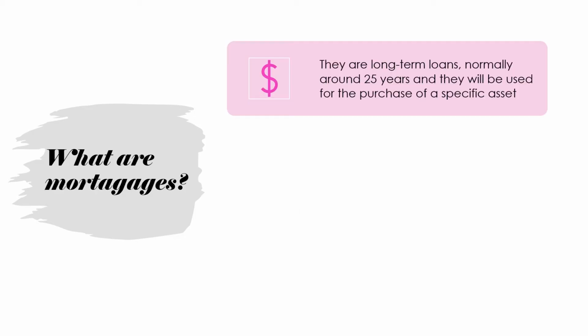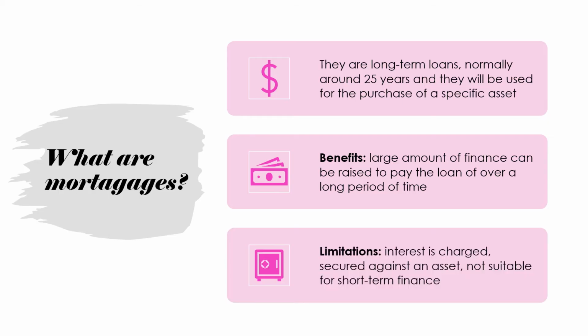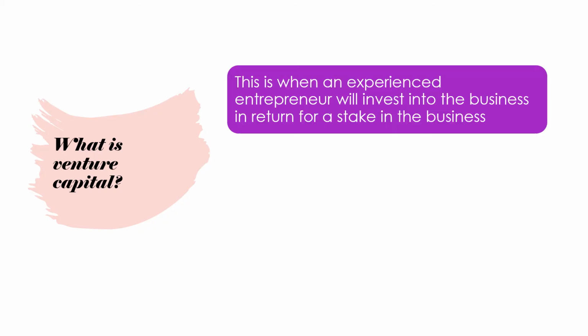What are mortgages? Mortgages are long-term loans, normally around 25 years, and they will be used for the purchase of a specific asset. The benefit of a mortgage is that a large amount of finance can be raised to pay the loan over a long period of time. However, interest is charged, the mortgage will be secured against an asset, and it is not so suitable for any short-term finance.